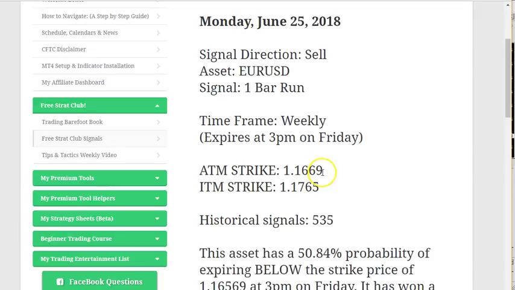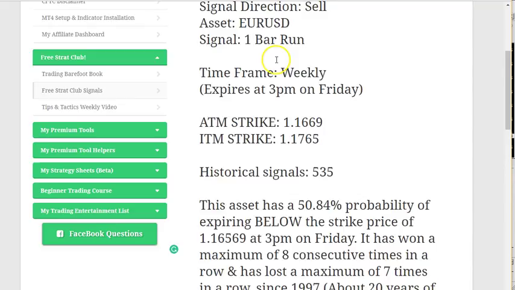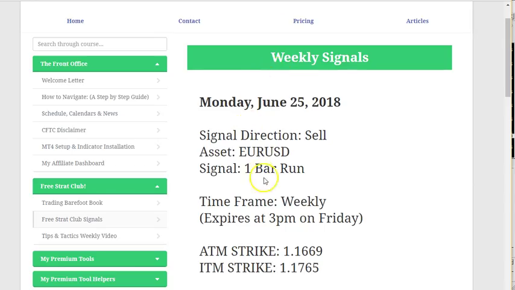Here's our ATM strike. We're going to back test this right now. That's what we're going to do. So we're going to back test our ATM strike. But let's get right into it.